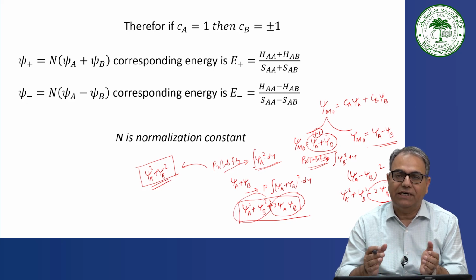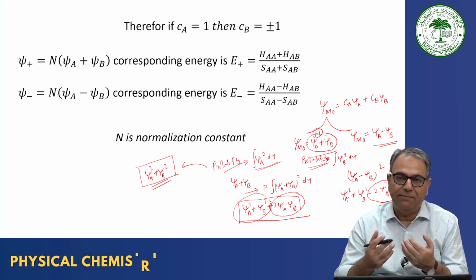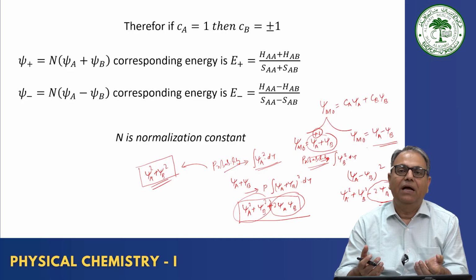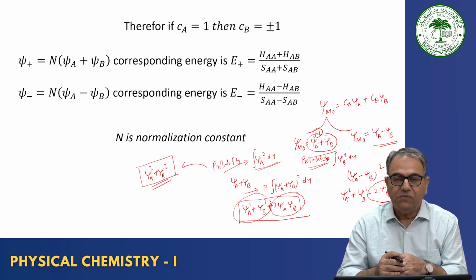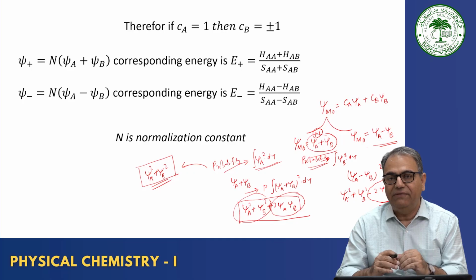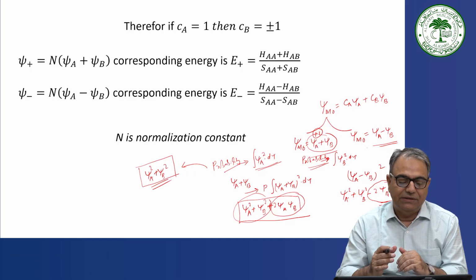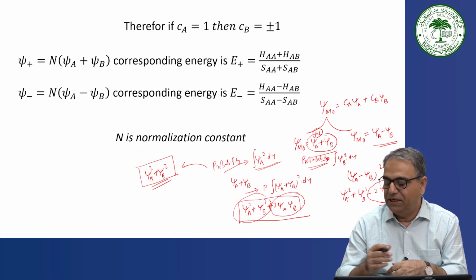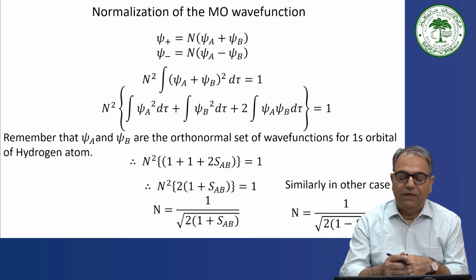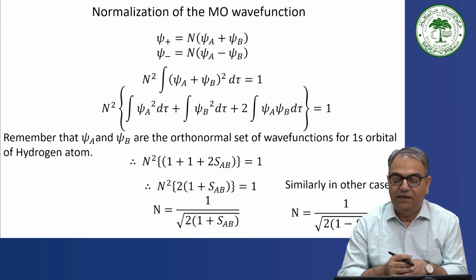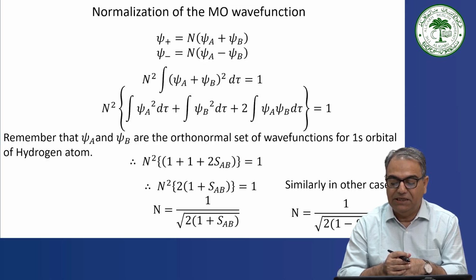So I have just written the 2 by 2 determinant directly. You can do the same thing again for your practice, and you will get the same two linear equations with two coefficients for psi A and psi B, and then you can write the determinant. Okay. So if we do the linear variation treatment, we get two different energy levels with two different eigenfunctions, psi A plus psi B and psi A minus psi B. Of course, n is a normalization constant. How do we find the normalization constant? For psi plus and psi minus, I have written n times psi A plus psi B and n times psi A minus psi B.